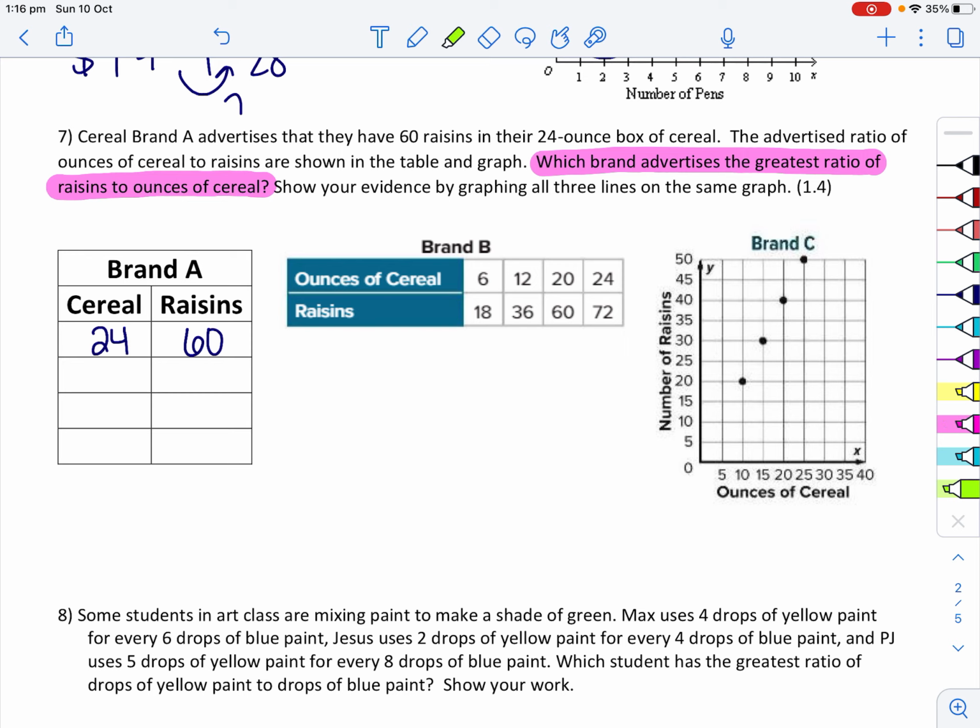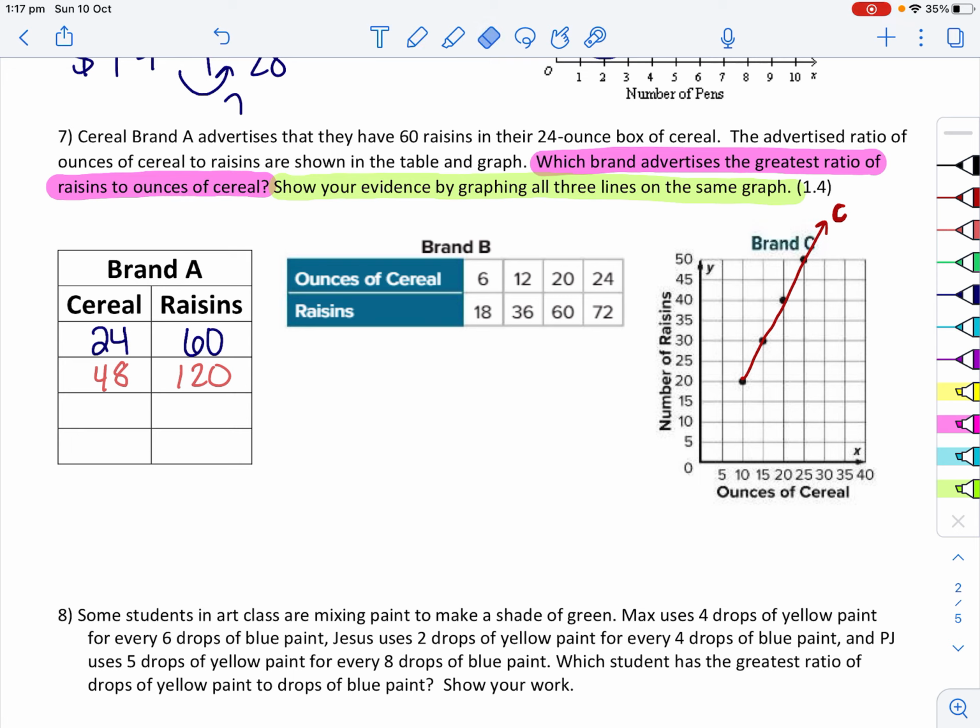And then here I want you to pay attention to the fact that it says show your evidence by graphing all 3 lines. So we want to make sure that all 3 lines end up on the same graph. So I'm going to connect these dots and call this brand C right away, since I'm going to end up with all 3 lines on the same graph. For brand A, I am going to continue my pattern, but if I continue my pattern, I get 48 and 120, and I should notice that that does not fit on the graph.